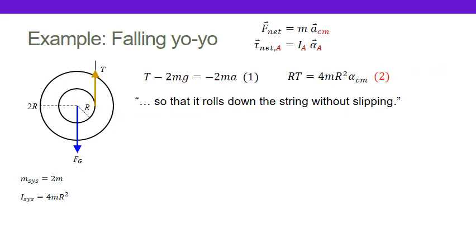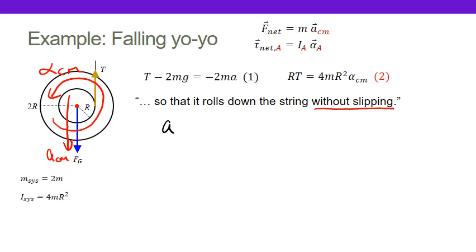To get that third equation, we're going to go back to our problem statement and notice that we were looking at this yo-yo, and it said that the yo-yo rolled down the string without slipping. And that "without slipping" is a special condition that we need to relate the motion of the center of mass and the acceleration of the center of mass with angular acceleration about the center of mass. That rolling without slipping gives us a special equation.